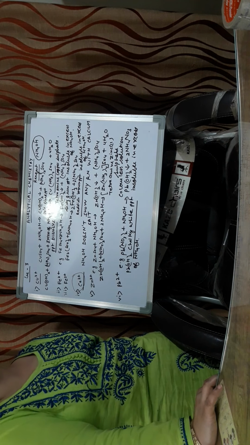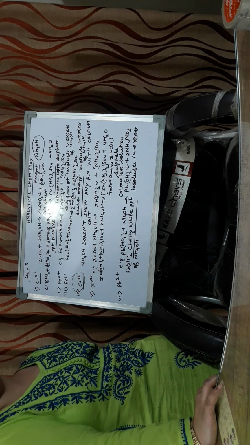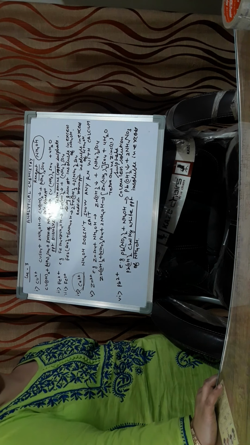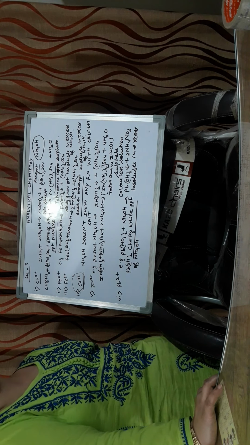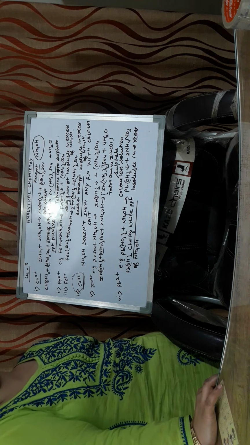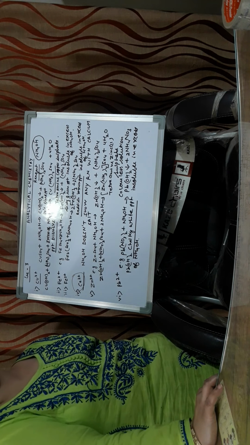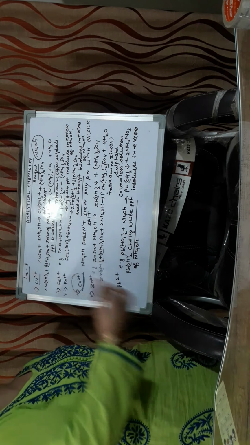So this is how you can find out the metallic cation in the salt sample, either by using NaOH or KOH or NH4OH. These are the three reagents with the help of which we can find out the metallic cations in the unknown salt sample. So revise all these things. Thank you.